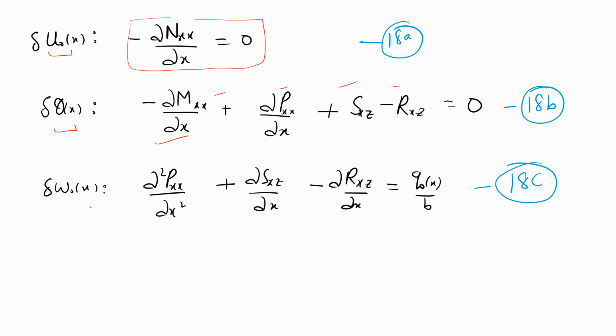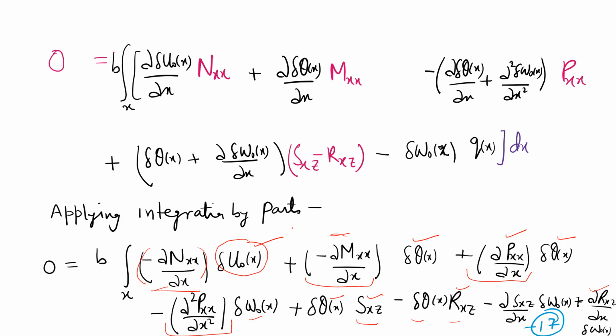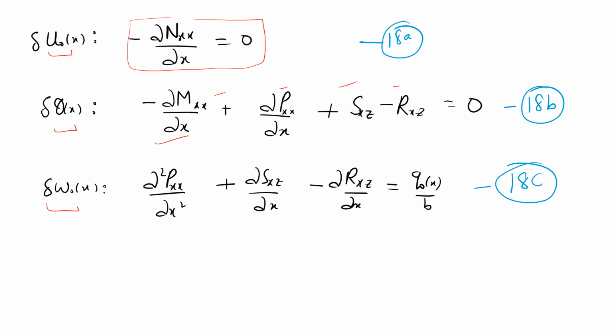Now we will collect the coefficient of w naught of x. So let's see where w naught of x is. This is the w naught of x, and this is also w naught of x. So w naught of x has del 2 Pxx by del x square plus del Sxz by del x minus del Rxz by del x equals to q naught x by b. So we have these three governing equations.